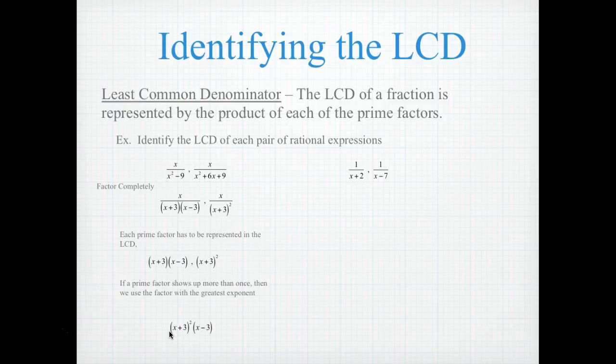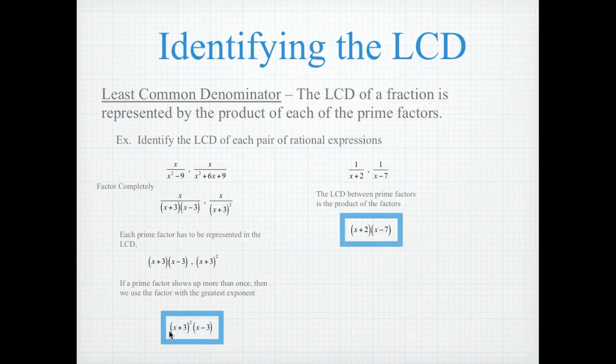On the right, we have 1 over x plus 2 and 1 over x minus 7. Both of those denominators are prime. Now each prime factor has to be represented in the common denominator. So if you ever run into the situation where you have prime denominators, then the least common denominator is the product of those two. So in this case, my least common denominator is going to be the quantity of x plus 2 times the quantity of x minus 7. So the LCD between prime factors is the product of those factors.